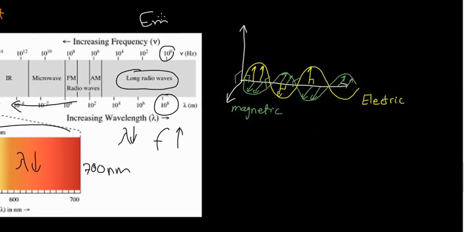All you need to know is light, or electromagnetic radiation, has two components to it, electric and magnetic. And if you understand that, you're good.